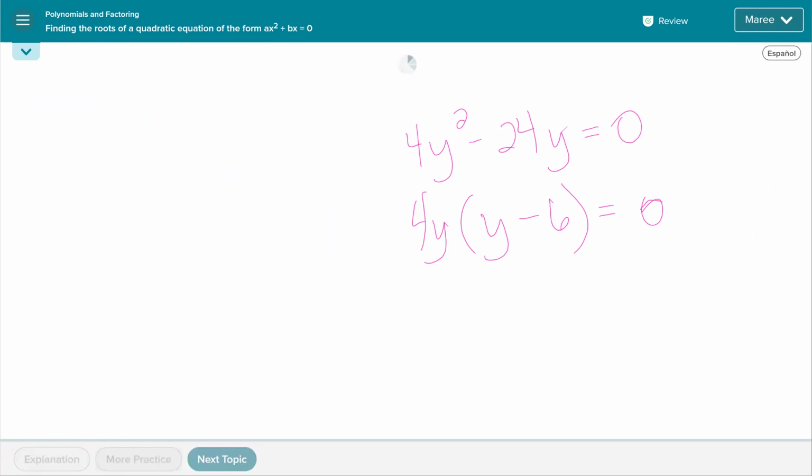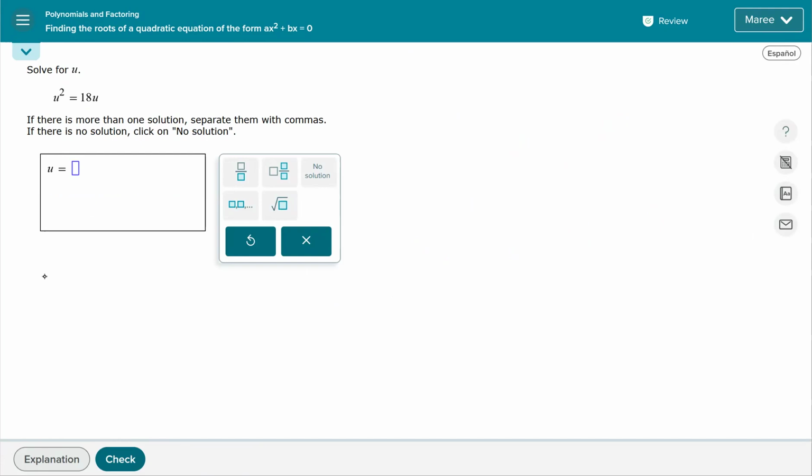Okay, let's do one more. We'll do u squared minus 18u. Factor out a u, so we know that u will end up equaling 0, and then we have u equals 18, which will give us a 0 there. So we have 0 and +18. That's the end of the lesson.